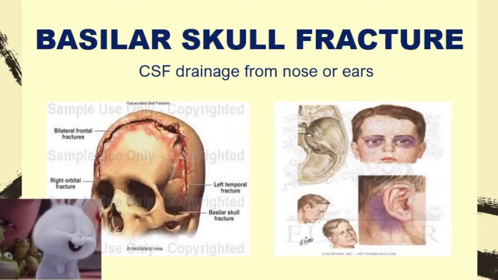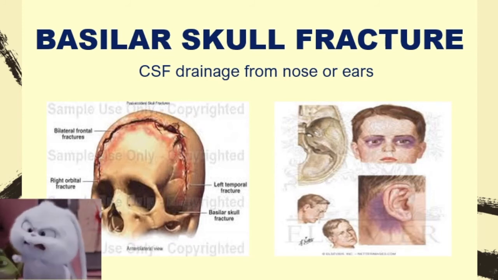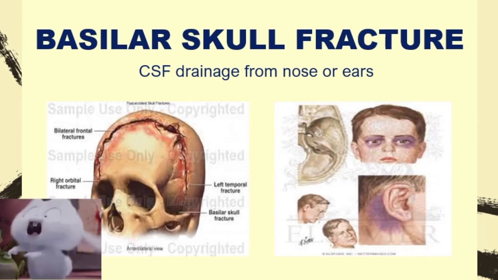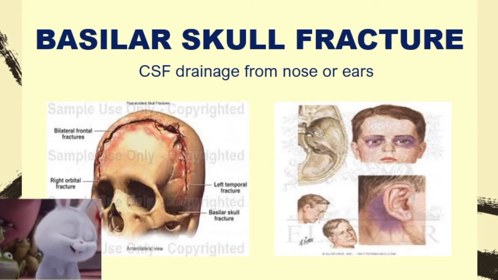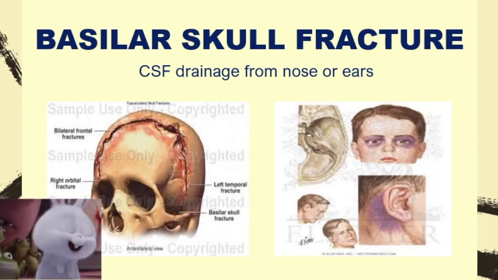Now you have your basilar skull fracture. We touched on this in the earlier lectures. When I say basilar skull fracture, it is the fracture on the base of the skull. Common to this is your CSF drainage from the nose and the ears. The presence of CSF leakage through your nose is referred to as rhinorrhea, whereas CSF leakage from the ear is referred to as otorrhea.